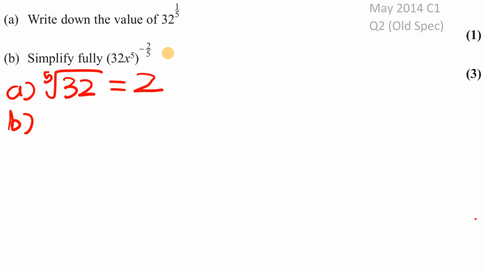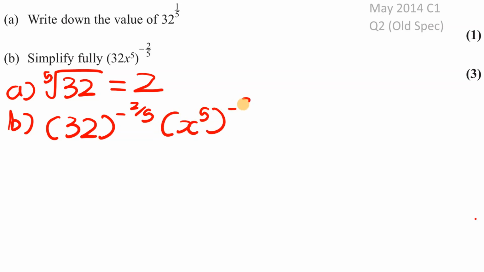32x to the power of 5, all to the power of minus 2 over 5. Now remember the indices law that I talked about. If you have two things in a bracket, so this 32 and this x to the power of 5, you need to raise both of these to the power of minus 2 over 5. So this is going to be 32 to the power of minus 2 over 5, and then x to the power of 5 to the power of minus 2 over 5.